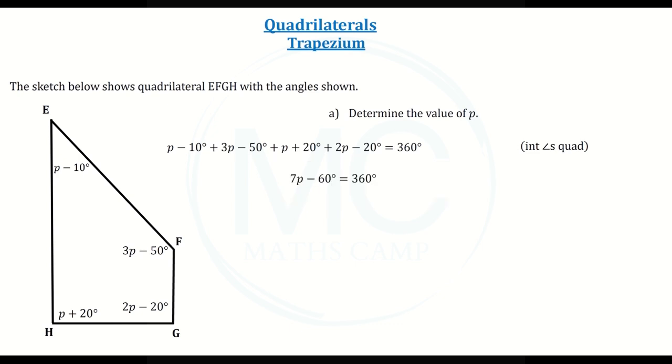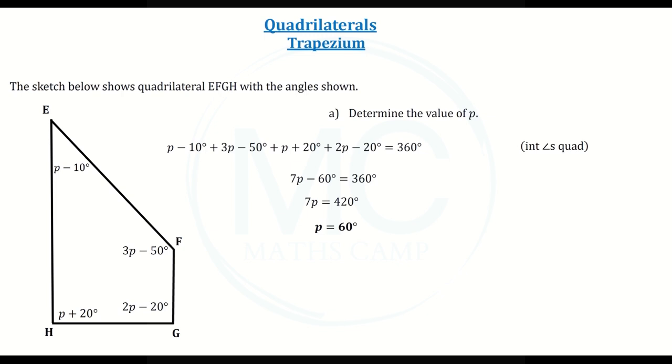Now, to get our p term by itself, we can say 7p is equal to, let's move negative 60 across. We get 360 plus 60, which gives us 420 degrees. Finally, to get p by itself, let's divide both sides by 7. 7p divided by 7 leaves us with p is equal to 420 divided by 7. We know 42 divided by 7 is 6. So p must be 60 degrees.